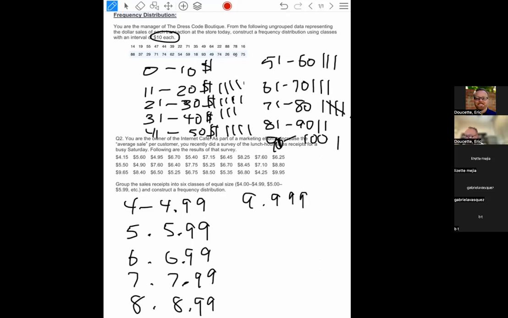So again, just do the same thing. So what falls within each category? So there's one here, 5.60 would be here, 4.95 would be there, 6.70 would be here, 5.40 would be here, 7.15 would be here, 6.45 would be here, 8.25 would be here, 7.60 would be here, 6.25 would be there, 5.50 would be here, 4.90 would be there, 7.60 would be here. You're just going through and you're just adding it to each one until you have them all accounted for in a category, and then you're done. That's all you need to do.